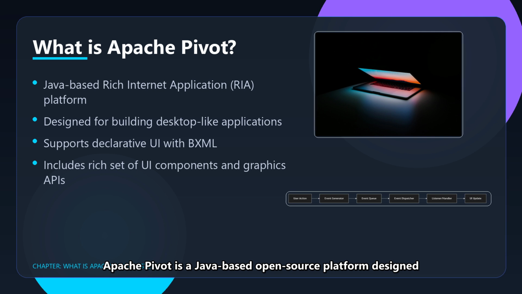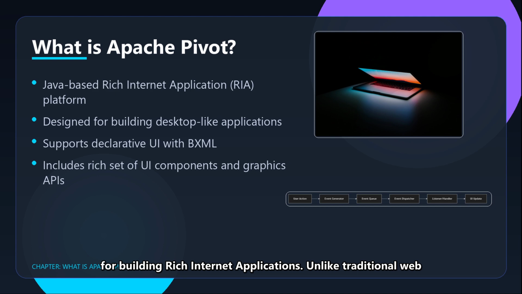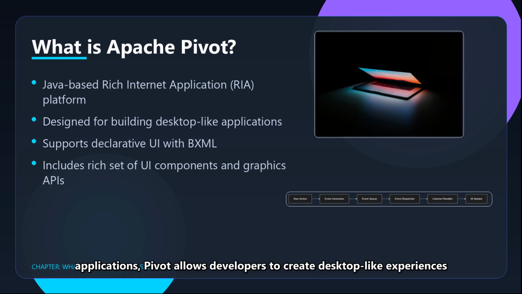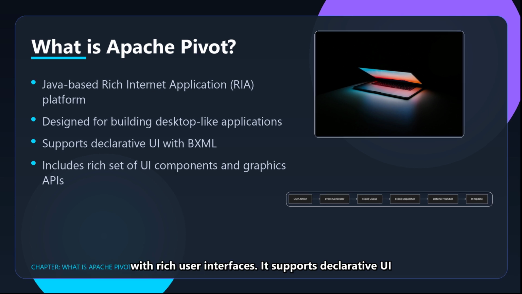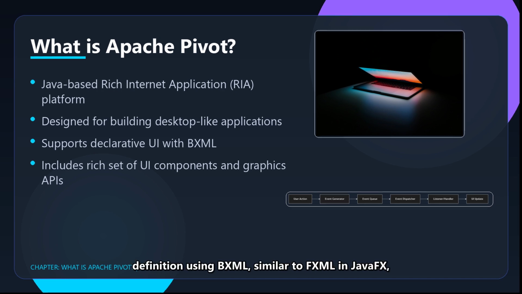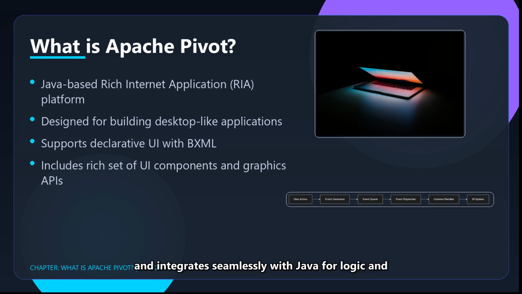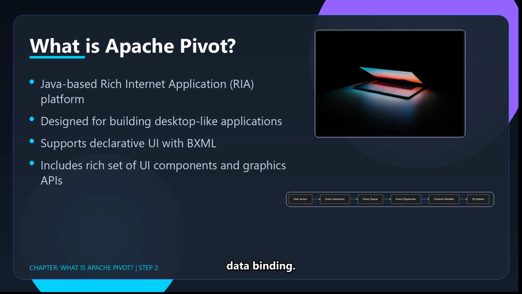Apache Pivot is a Java-based open-source platform designed for building rich internet applications. Unlike traditional web applications, Pivot allows developers to create desktop-like experiences with rich user interfaces. It supports declarative UI definition using BXML, similar to FXML in JavaFX, and integrates seamlessly with Java for logic and data binding.